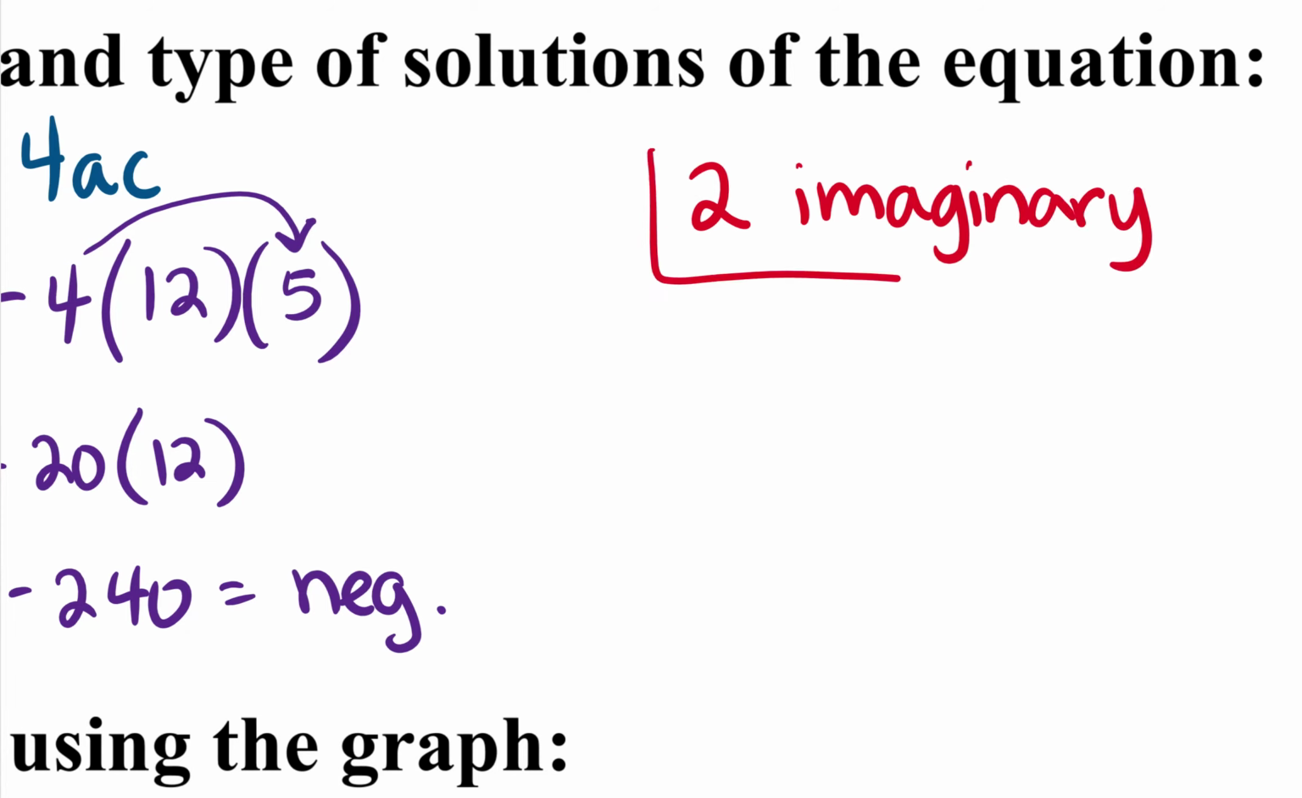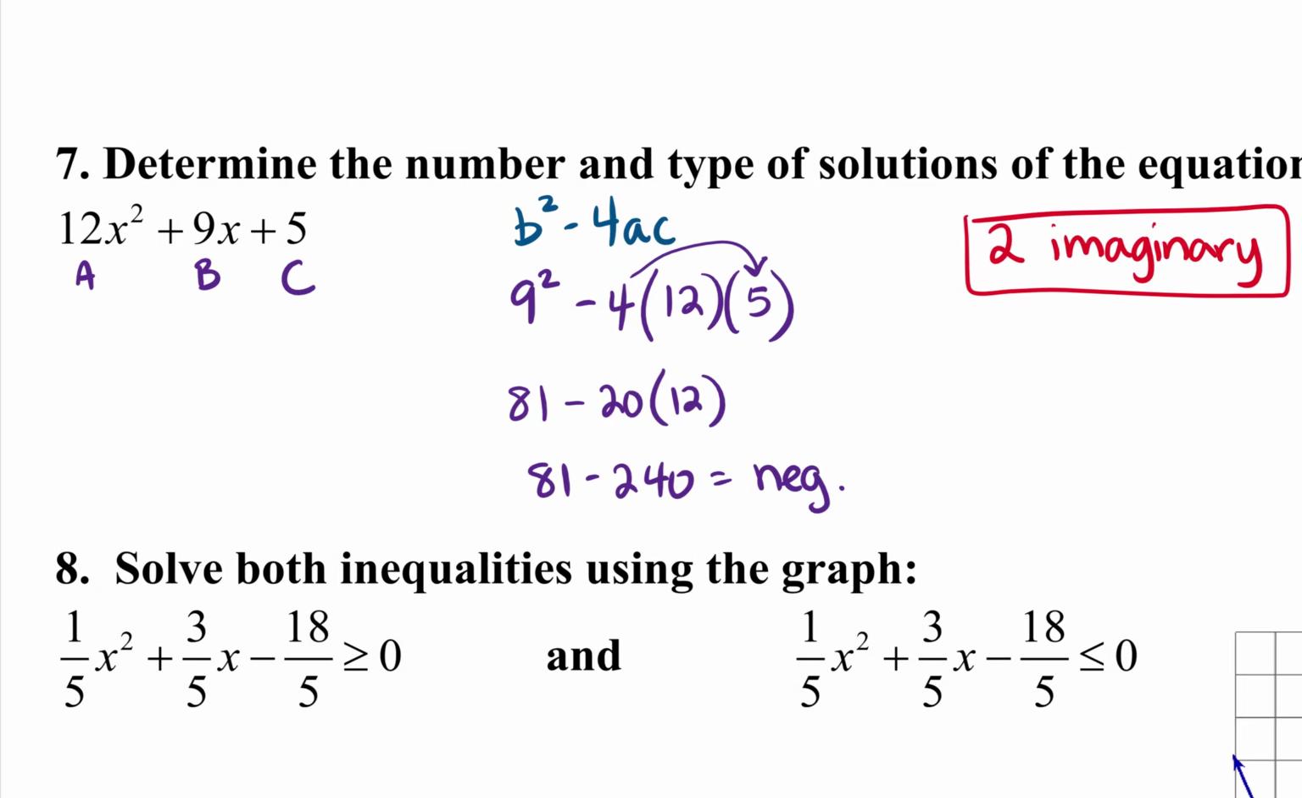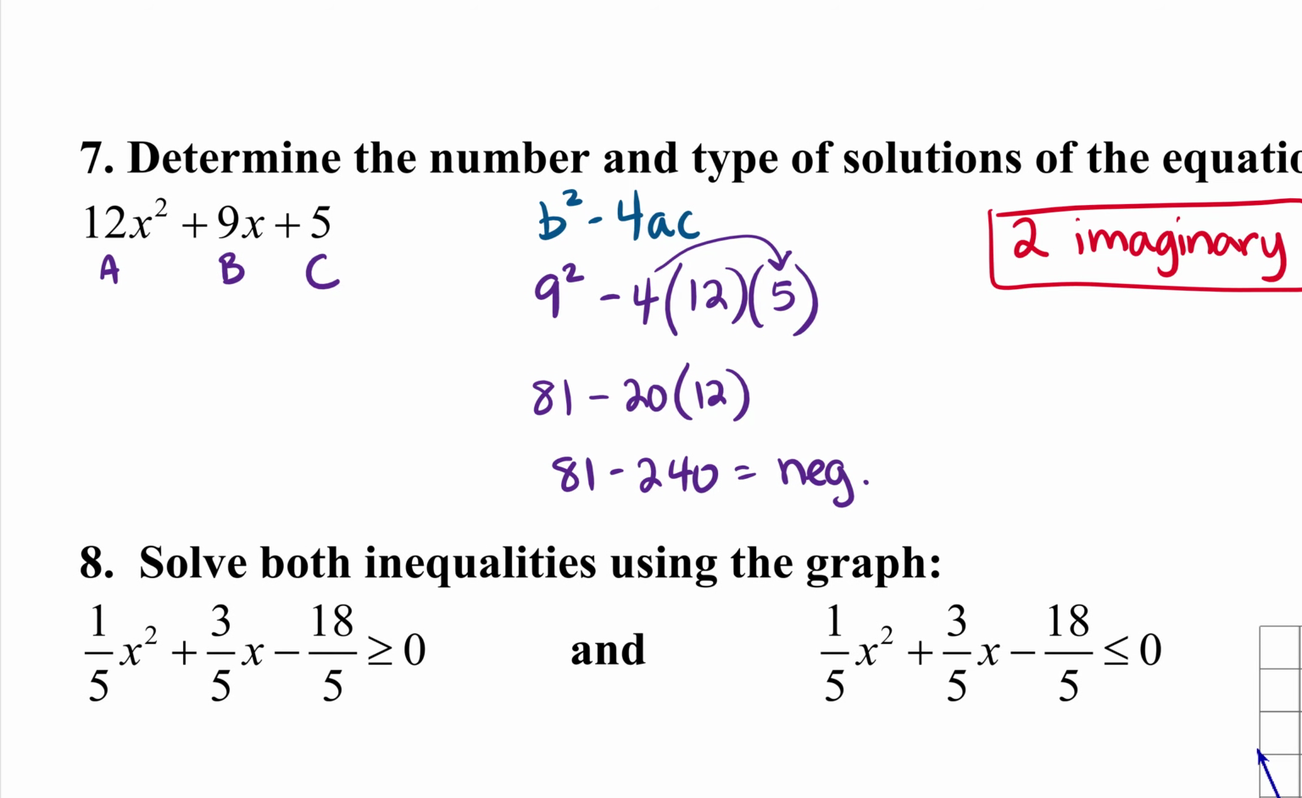So two imaginary solutions. Now, if you don't remember the other ones, if my number was 0, it would be one real solution. And if it's positive, it's two real solutions. Okay, and if you need to, you can go back and look at your notes, write that down. If you forgot, that's okay. So yeah, that's all I'm doing on 7, is using the discriminant and finding the number positive, negative, or 0. Okay?